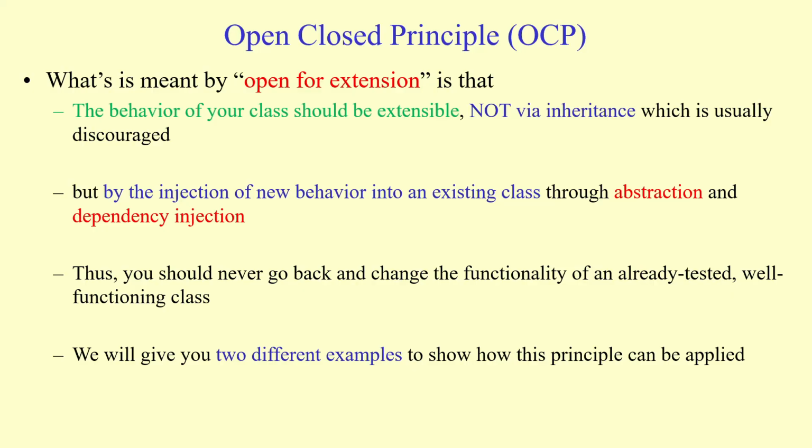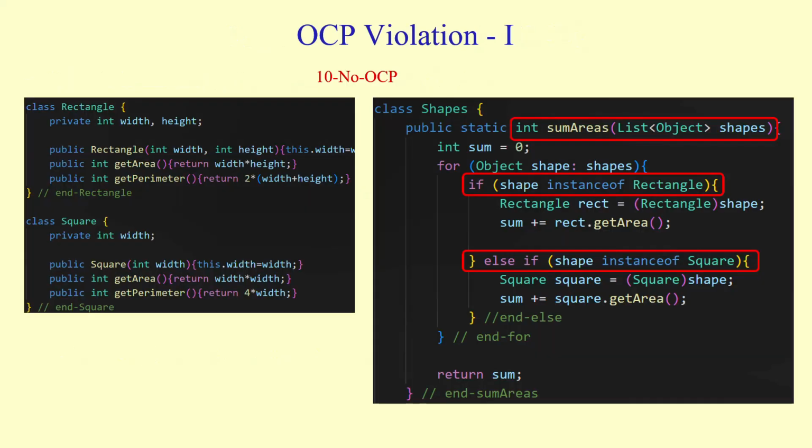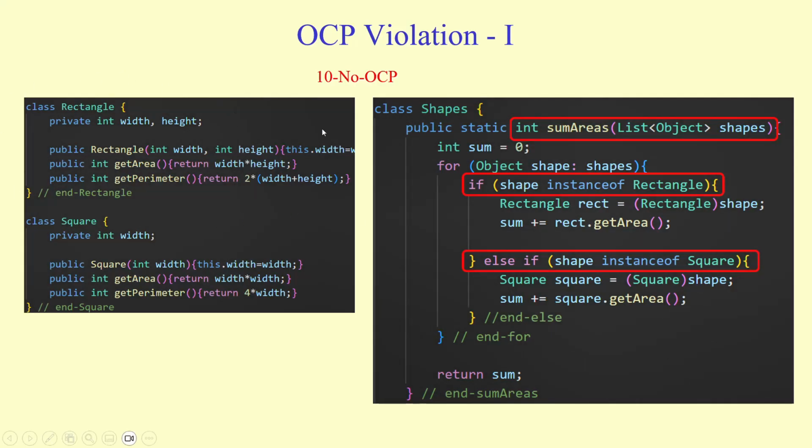I will give you two different examples to show how this principle can be applied in real life. The first example is something that we already looked at when we covered polymorphism. Assume that we have two shapes, a rectangle and a square. Each of them has getArea and getPerimeter methods that we could invoke to get the area and perimeter of the particular shape. And assume that we are implementing a class Shapes that has a method called SumAreas, and we would like to make this as generic as possible. So we want to pass a list of objects that contains different shapes and compute the area of all the shapes that are stored in this list.